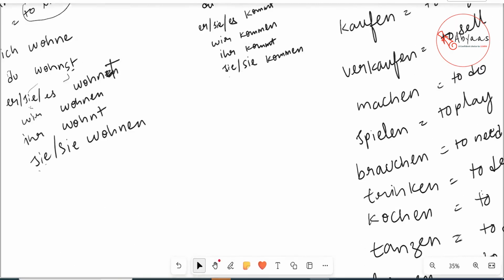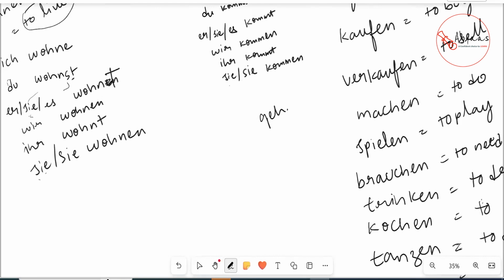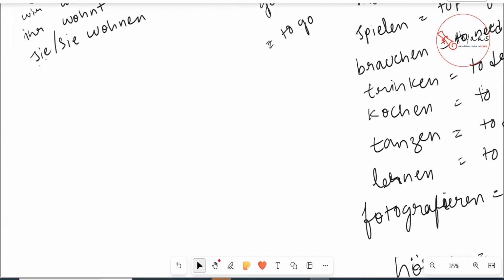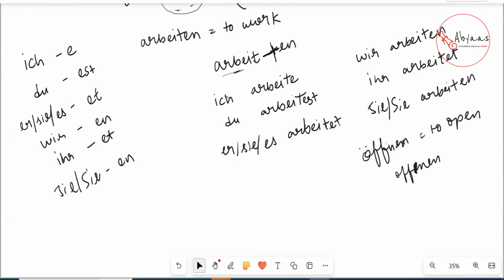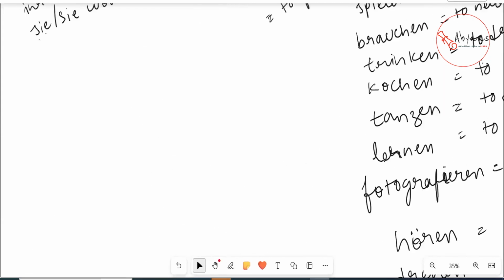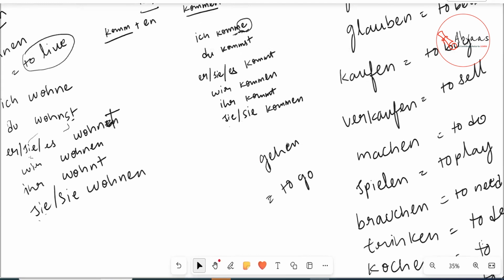I forgot an important verb in the case of the first type, that is gehen. What is gehen? To go. So now you have 16 verbs to conjugate. Let's say the verb is ending with e. How are we going to write it? Is it ending with e here? No, here it is not.